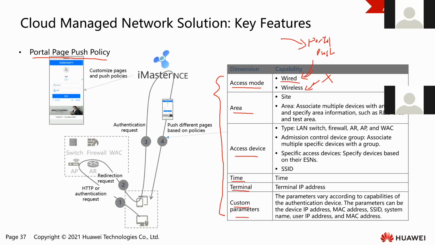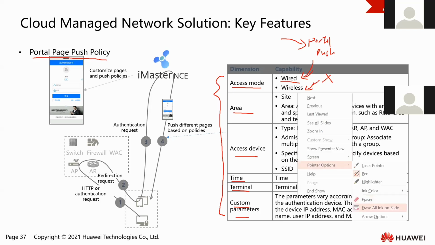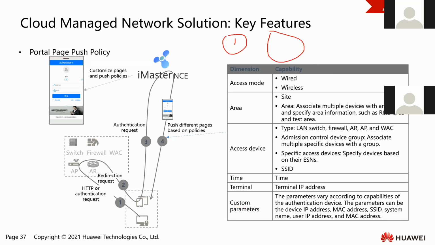So for area, maybe you can specify the sites. For example, maybe in the network we have site 1, and then we have a second site 2. So you only want to push the portal authentication in site 1. So inside the NCE campus, you can specify the site's name.